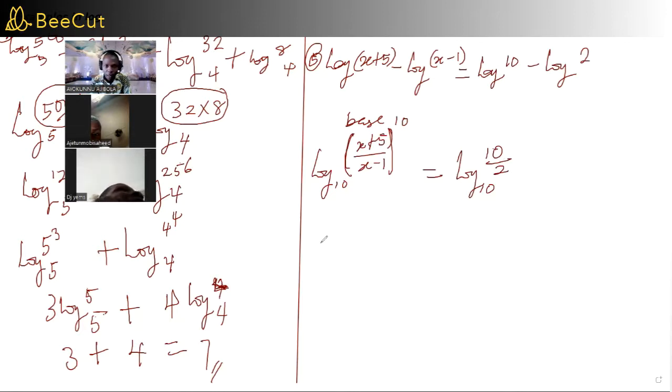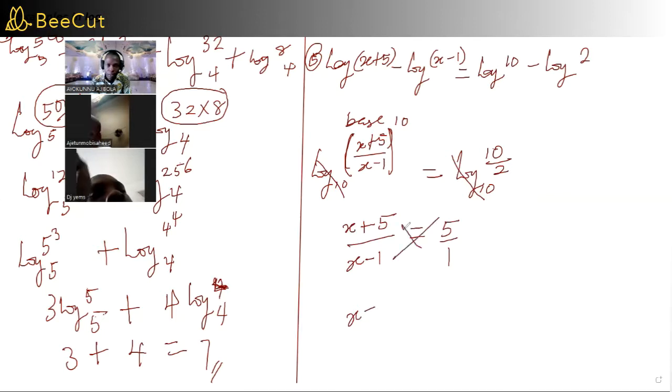So here now, you can cancel out the log of base 10. Then you have x plus 5 over x minus 1 equal to what is 10 over 2? That's 5. So you cross multiply. 1 times x plus 5, that's x plus 5. And 5 times x minus 1, that will be 5 into x minus 1. So here you need to open your bracket.